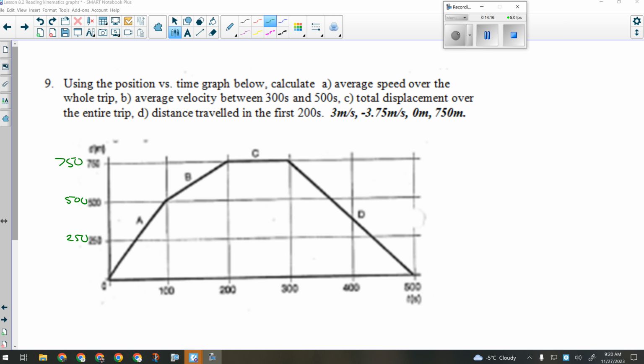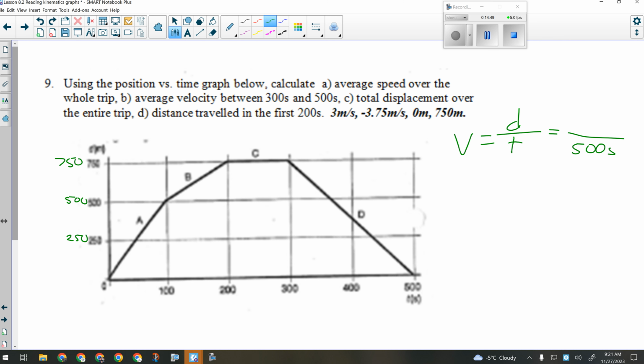Okay, so let's have a look at this one. Biggest thing here is we have to forget, well, not forget permanently, but forget for this question, everything we've been doing on those velocity versus time graphs, because this is not a velocity versus time graph, so we treat it differently. On this graph, we can tell where the object is at various points in time. The first part wants to know the average speed over the whole trip. If I want average speed, I need total distance traveled divided by total time. Well, I already know the total time. It's 500 seconds. So that part's easy.